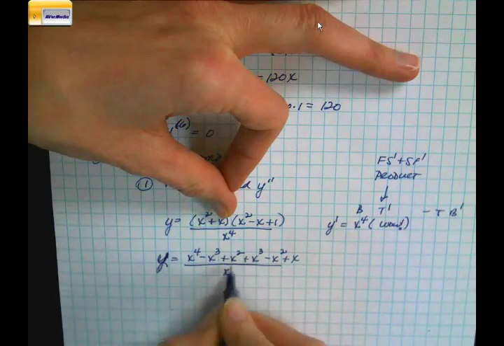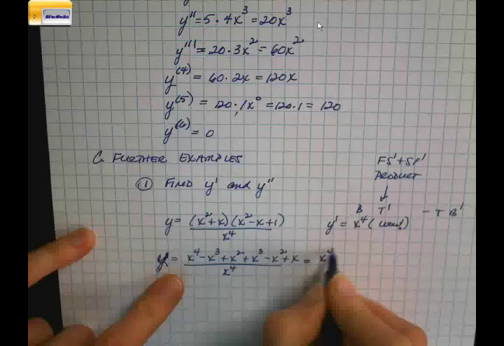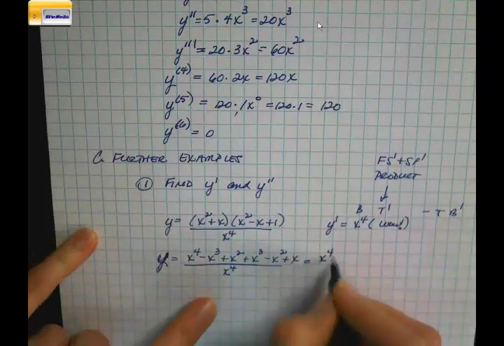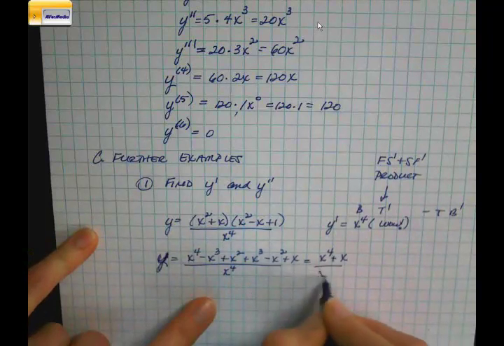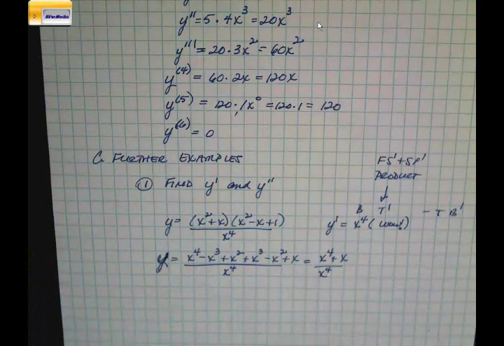Now this still doesn't look very pretty, but we can still work on this. Let me see. This is x to the fourth. We lose the x cubes. We lose the x squareds. So it's just x to the fourth plus x, right? That looks a lot better, doesn't it?